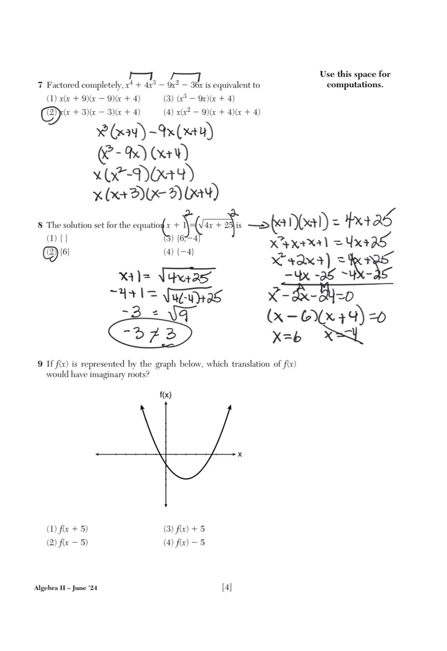9, the answer is choice 3. When they talk about which translation of f of x, this equation, this graph right here, would have imaginary roots, it means how can I move this so that it doesn't hit the x-axis at all. Right now, it's hitting the x-axis in 2 spots. We need it to not hit it at all. So let's look at this one.